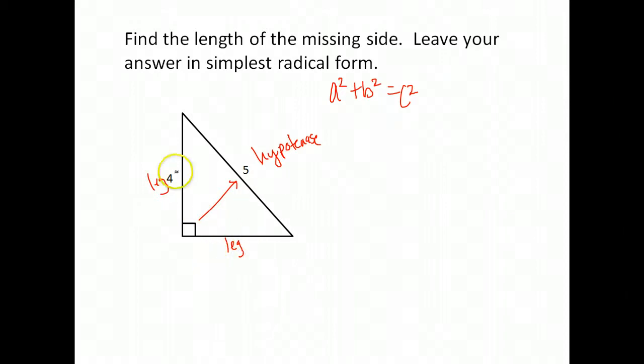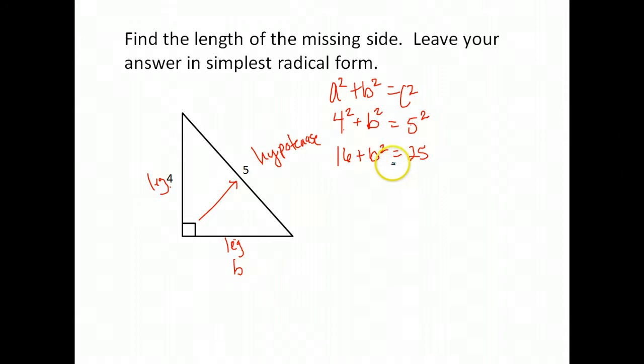This time, notice we know one of the legs and the hypotenuse, and we're missing one of the other legs. So we fill in our information. We know one of the legs is 4. We don't know the other leg, so I'm just going to call it b. And then we know our hypotenuse was 5. The hypotenuse is always the c. Square the things we can. So 4 squared is 4 times 4 is 16, plus b squared equals 5 times 5 is 25.